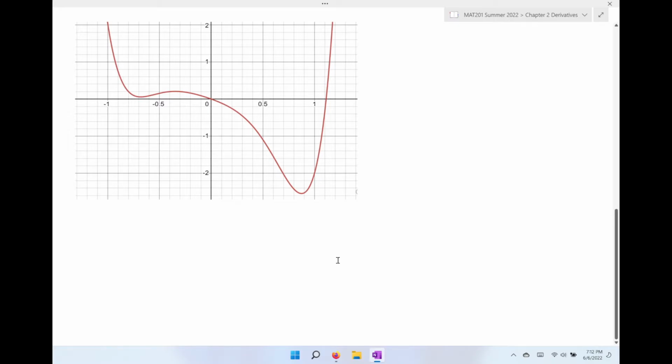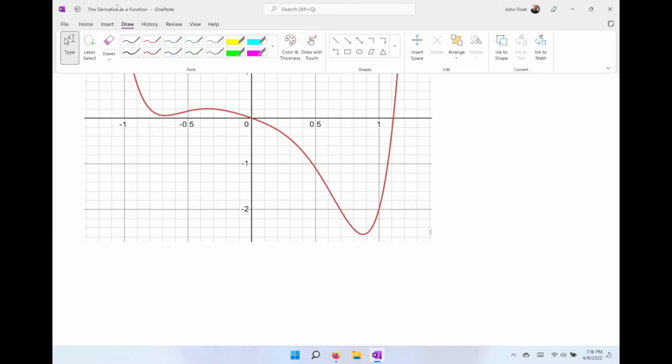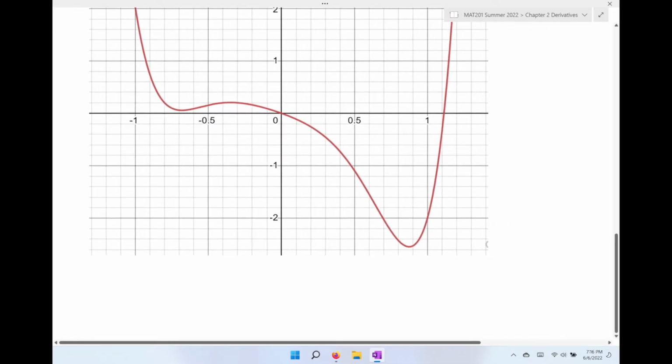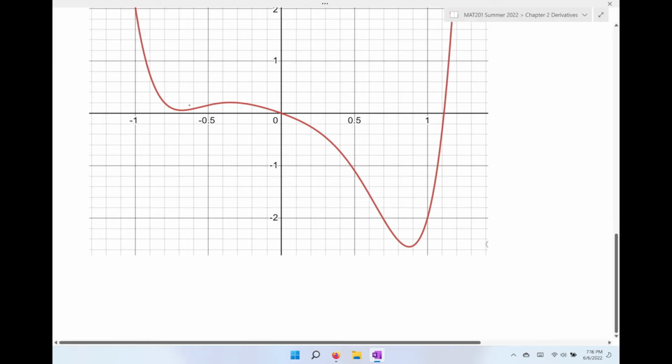Okay, so here's our next example. Let's find these special points. If we just look at this from left to right, we have one right about here. Let me use a different color. I'm still in red. So we have one right here, one right about here, and then one all the way down here.